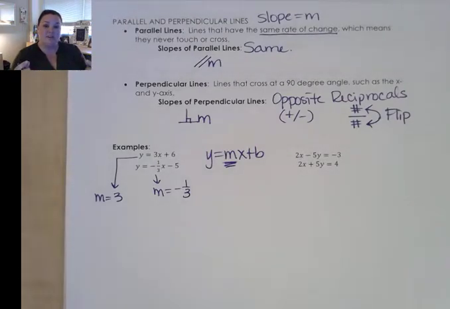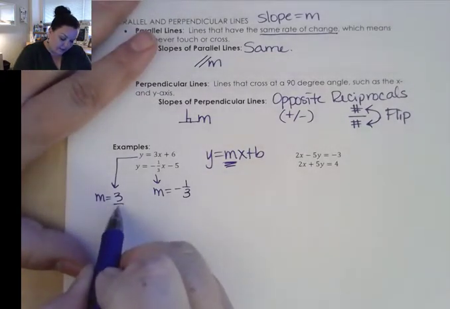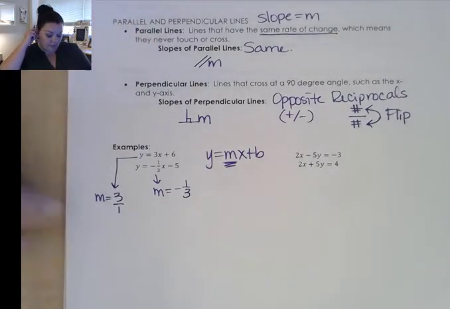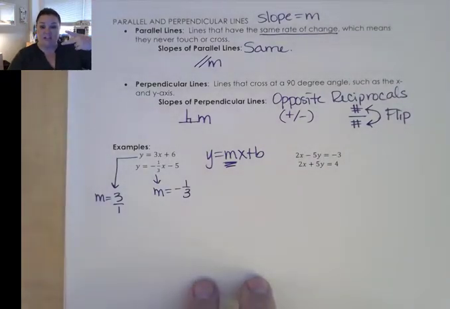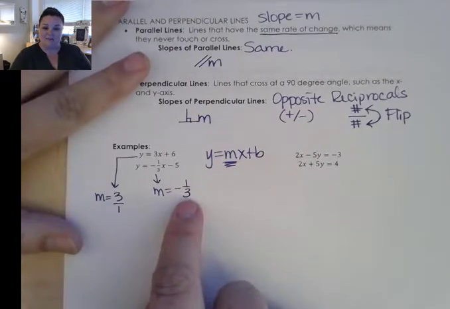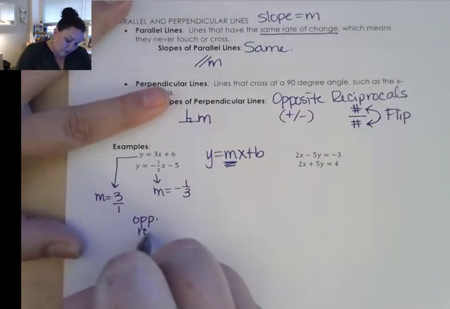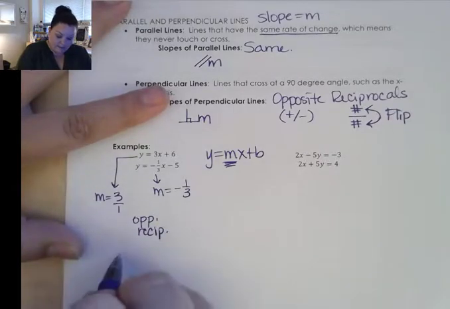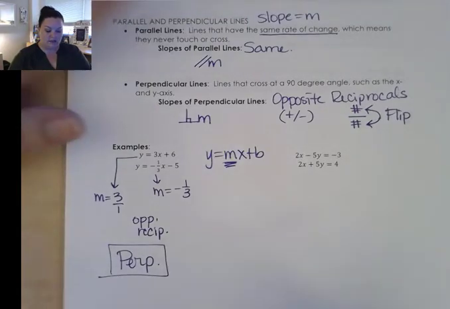So then we look to see if they're opposite reciprocals. 3 could also be written as 3 over 1. So notice, if I were to take 3 over 1 and flip it upside down and change the sign, I would get negative 1/3. So because these slopes are opposite reciprocals, that means that these lines are perpendicular. Okay, makes sense? All right, let's look at one more.